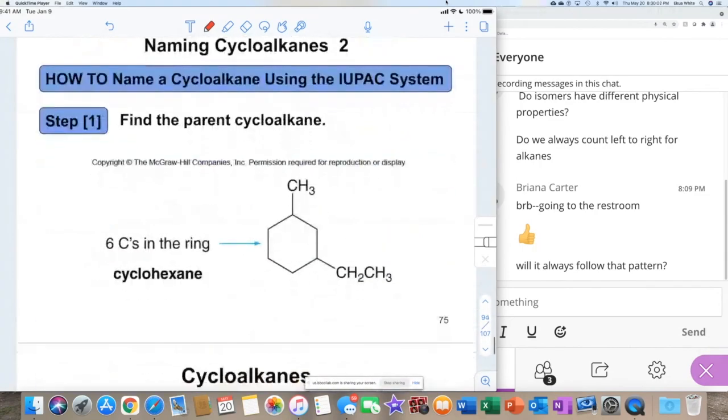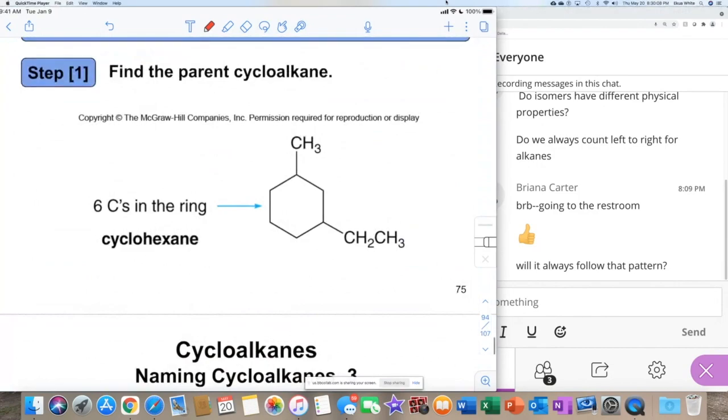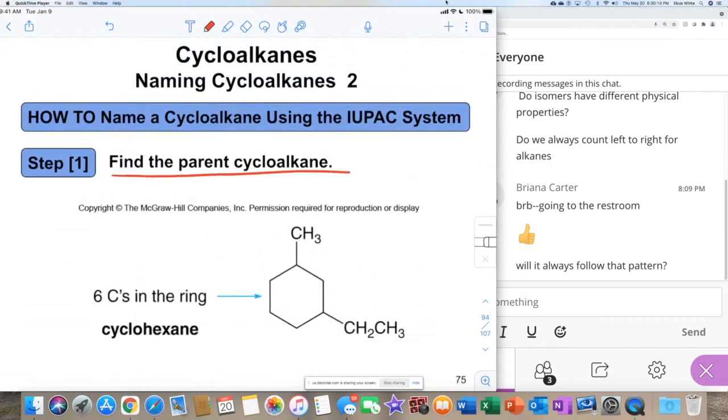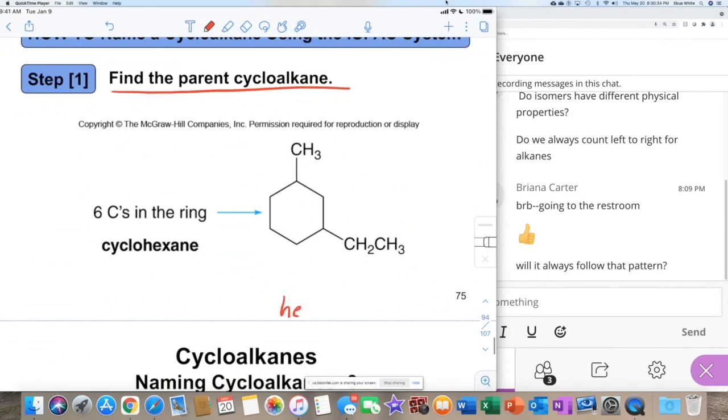So let's get right into this. Oh, they threw us right in for a loop. Okay, that's okay. Find the parent cycloalkane. So we're naming the cyclic compound, right? So find the parent. This right here is your ring. The ring has how many carbons? 1, 2, 3, 4, 5, 6. Okay, so we have 6 carbons. Hexane for 6 carbons, but it's cyclic, so cyclohexane. You want to add the cyclo prefix to communicate that it's cyclic.